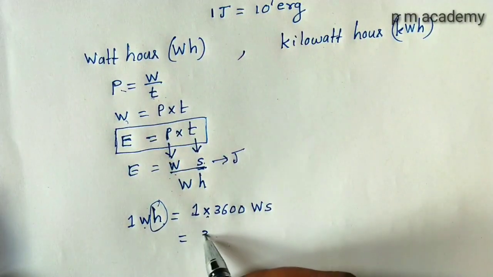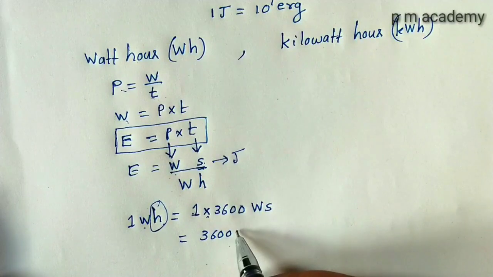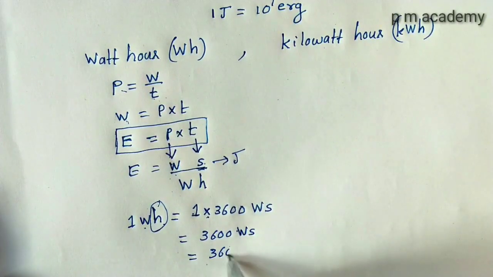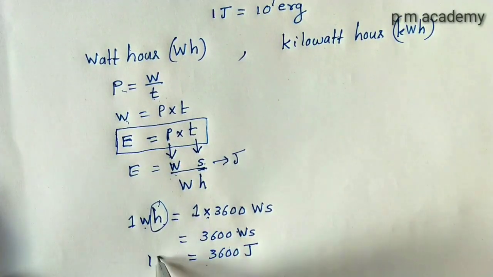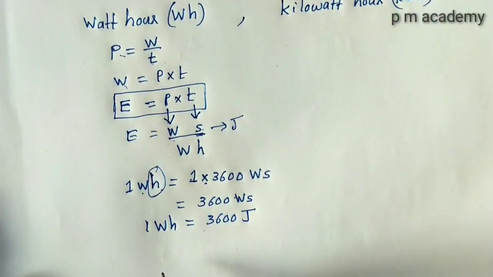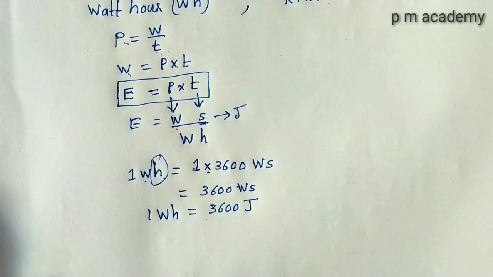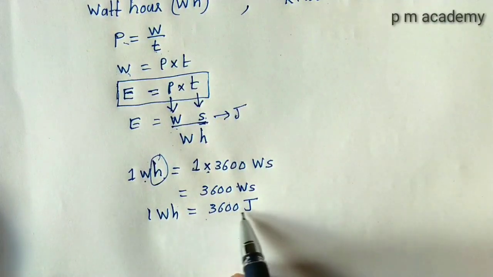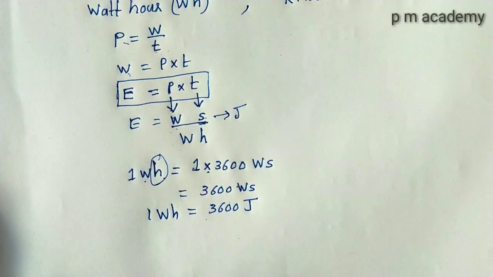Then it is equal to 3600 watt seconds. 3600 watt second is known as joule. That is, 1 watt hour is equal to 3600 joule. From this, we can say that watt hour is a larger unit, because 3600 joules are known as 1 watt hour. If you are using 3600 joule of energy, then we can say that you used 1 watt hour of energy.